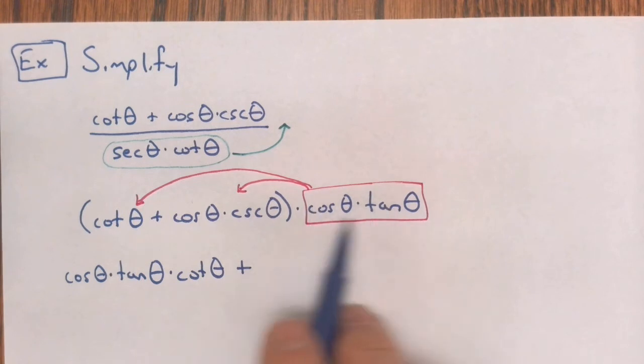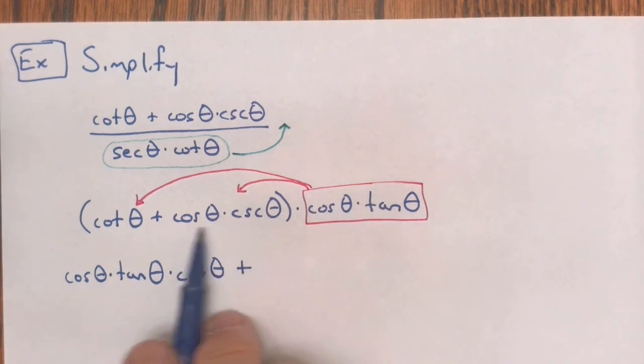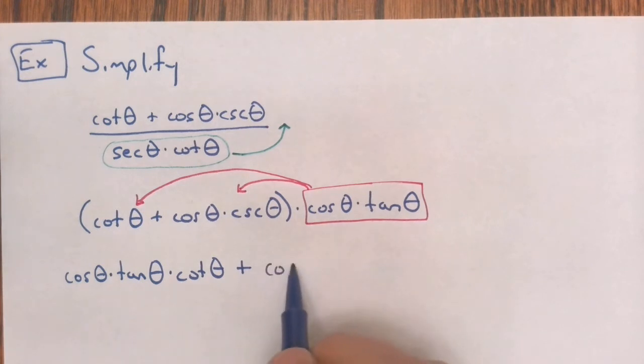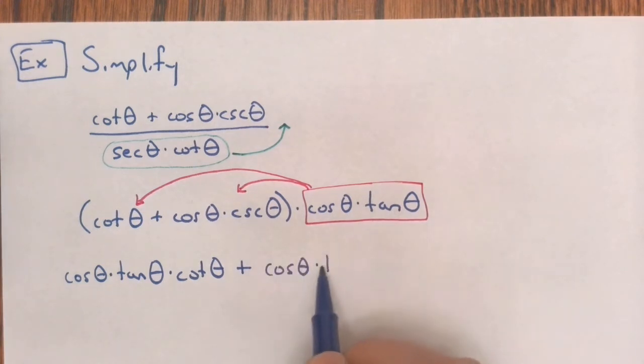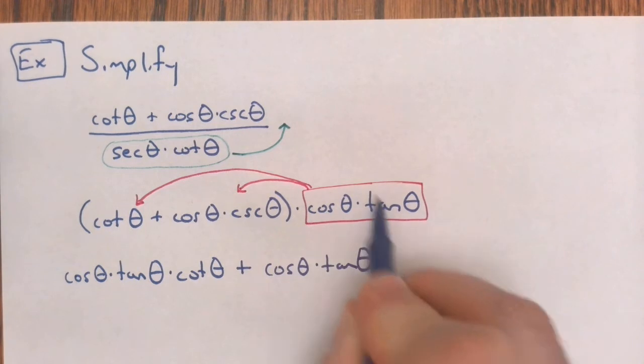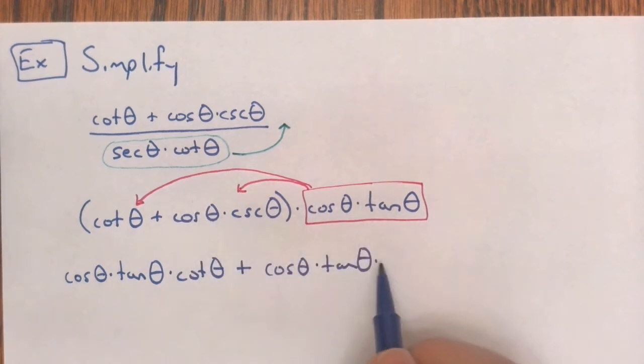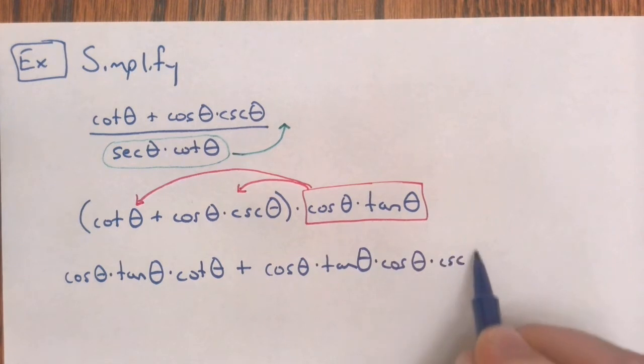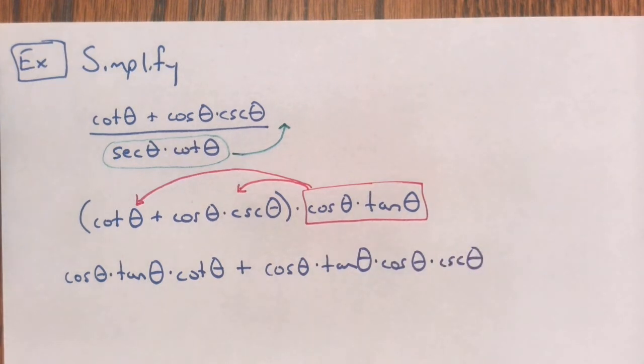Now we're going to multiply these two values by the second term. So cosine of our angle times the tangent of our angle, we're multiplying that by these two terms, which is a cosine of our angle times the cosecant of our angle.